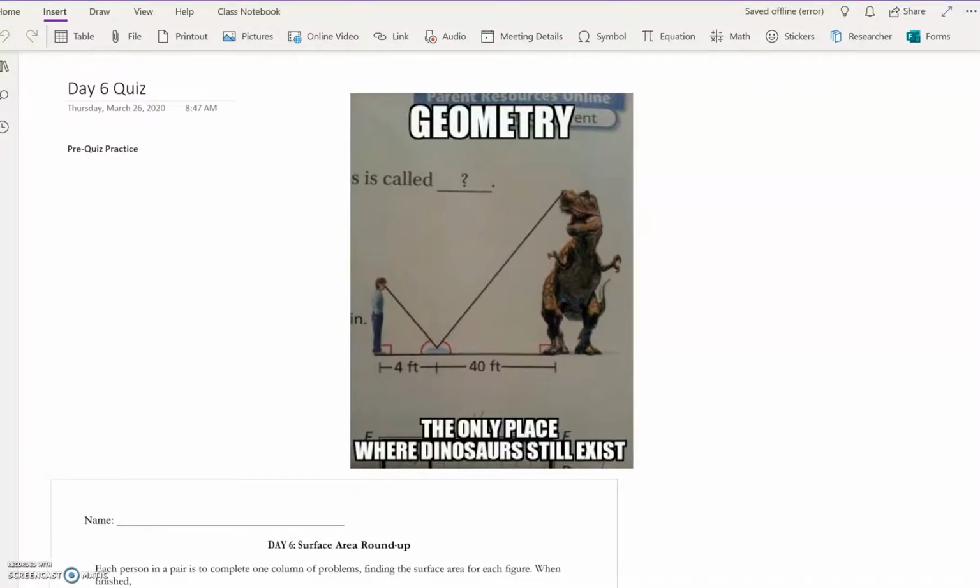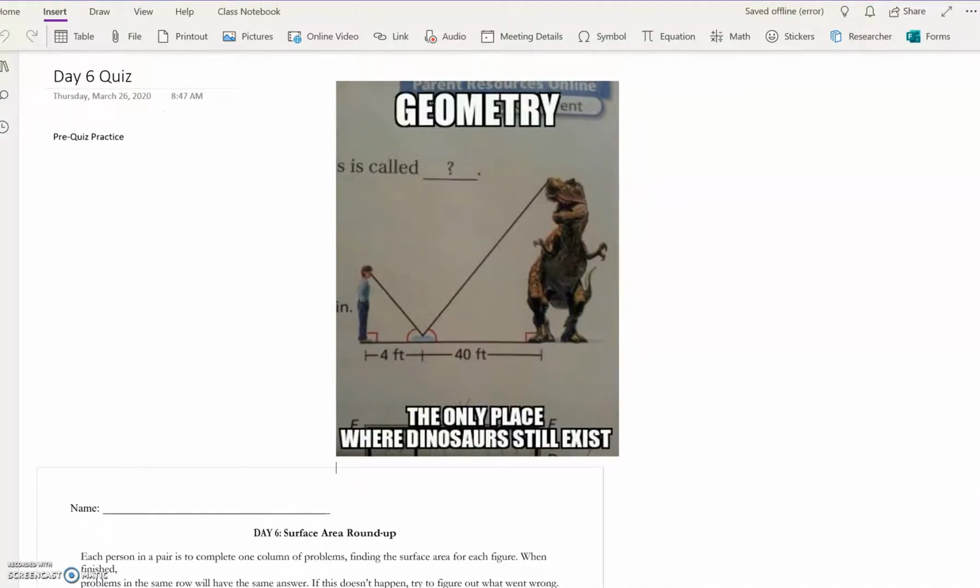But I combined a couple of quizzes for today's quiz. I took one question from a quick quiz and added it to a quiz that had a few more problems. So there's a good variety, a problem of every type just about, just to see how you guys are doing with your surface area.